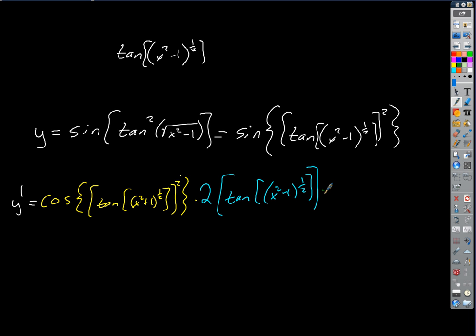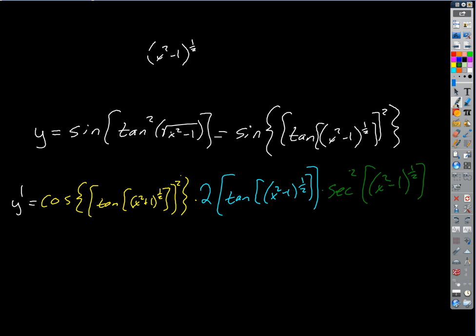Times, what's the next layer? Okay, derivative of tangent hand is secant squared hand. So the next one's going to be secant squared of hand, which is x squared minus 1 to the 1/2. We can erase that layer. Which layer was that? That was the squared layer. Oh, no, the tangent layer. Tangent layer. Okay, what's the next layer?